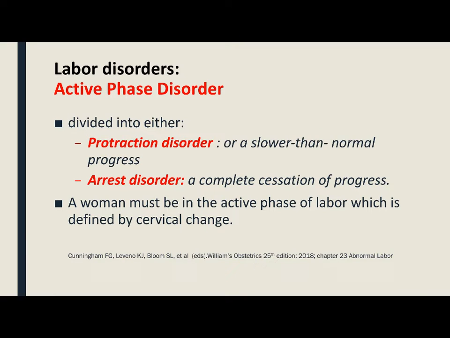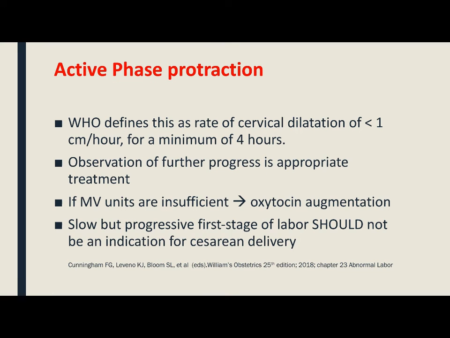Active phase disorders are divided into two. It can be a protraction disorder, or a slower than normal progress in labor, or an arrest disorder, or a complete cessation in the progress of labor. For us to be able to diagnose an active phase disorder, the woman or the parturient must be in the active phase of labor, which is defined by cervical change. Now let's talk about these two active phase disorders.